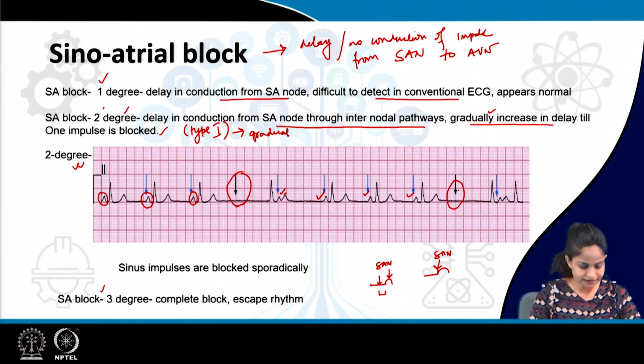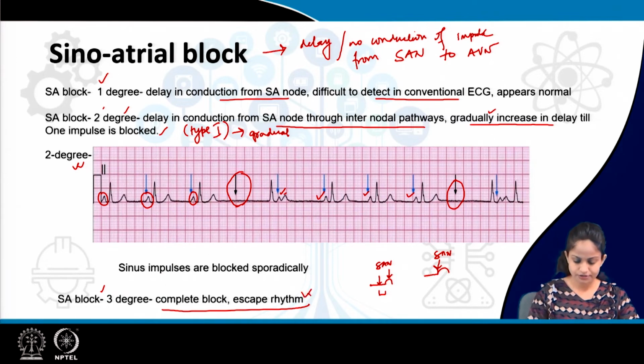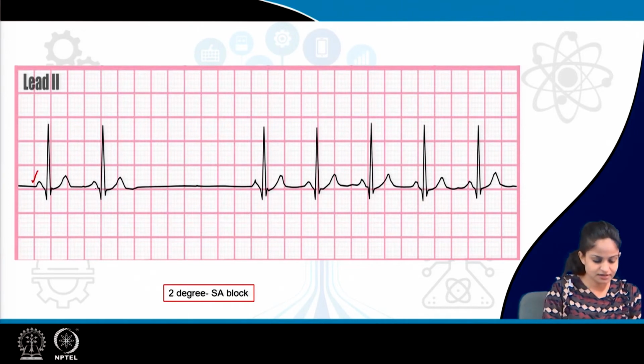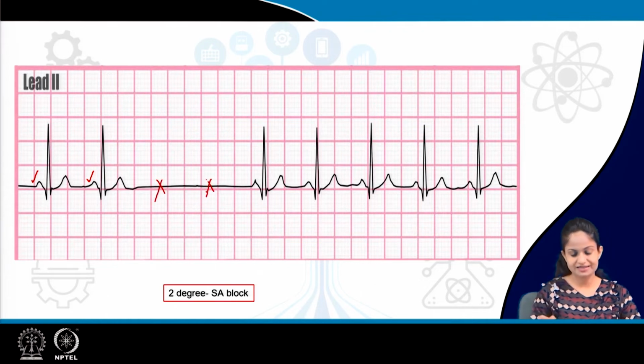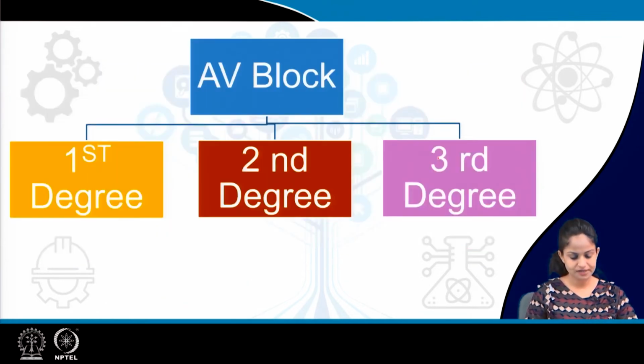And finally, in the third degree SA block, there is a complete blockage of the impulses from the SA node to the AV node. At that time, there has to be an escape rhythm, which is usually at the rate of 40 to 60 beats per minute. So, this is all about sinoatrial block. Now, here we can see this is again second degree: this is the P wave, this is the P wave, but here we are missing two impulses, and again we get a P wave. So, this is also second degree sinoatrial block.